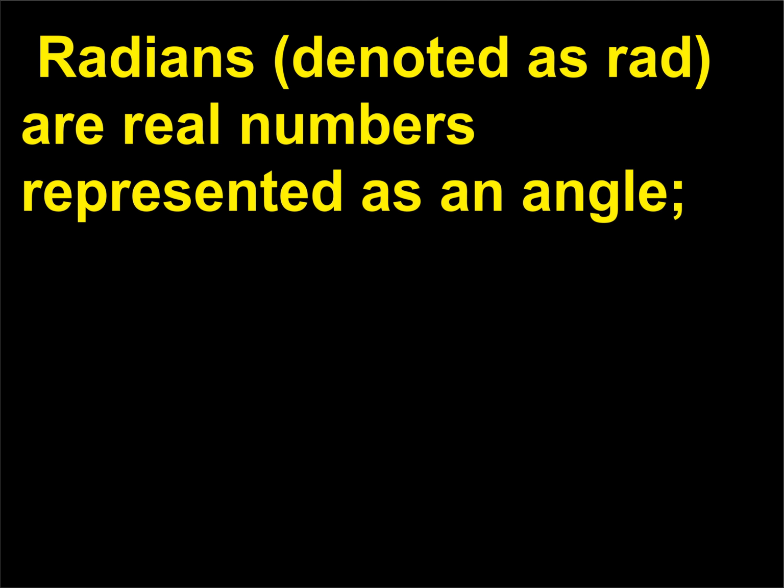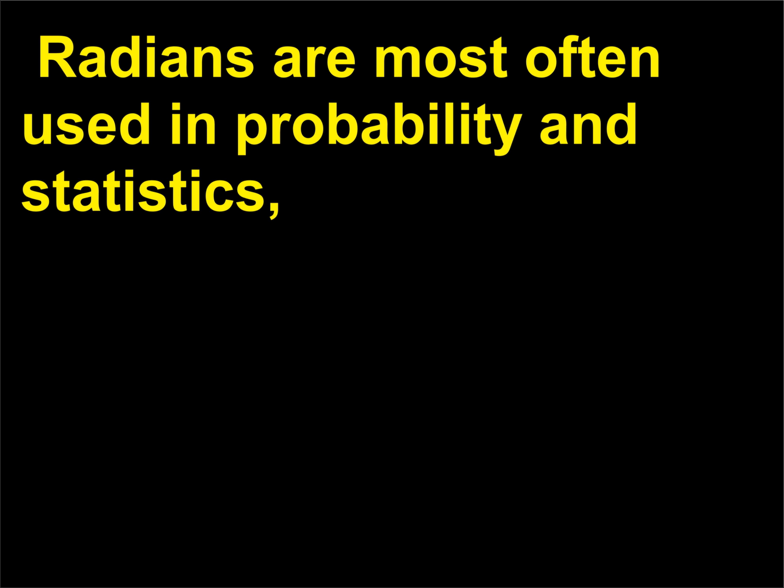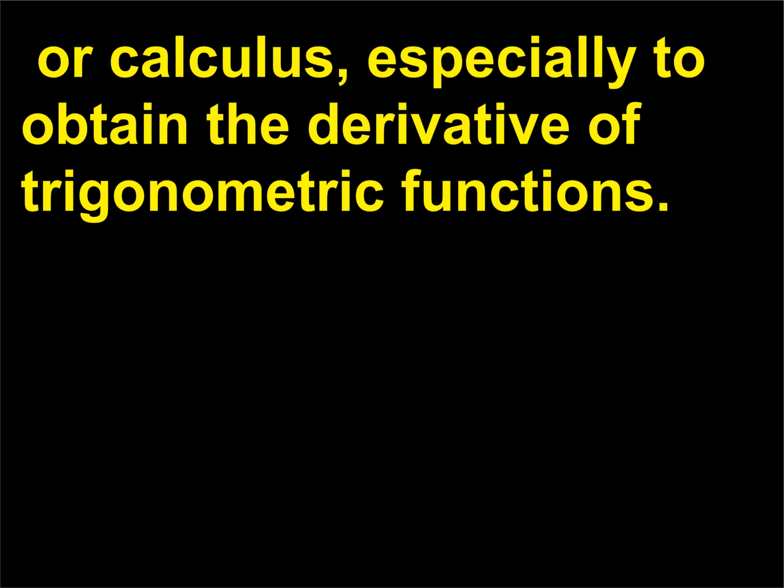For example, pi/6 is equal to a 30-degree angle, because a straight angle is pi radians, or 180 degrees. If you divide 180 by 6, or pi/6, it is equal to 30 degrees. Radians are most often used in probability and statistics, or calculus, especially to obtain the derivative of trigonometric functions.